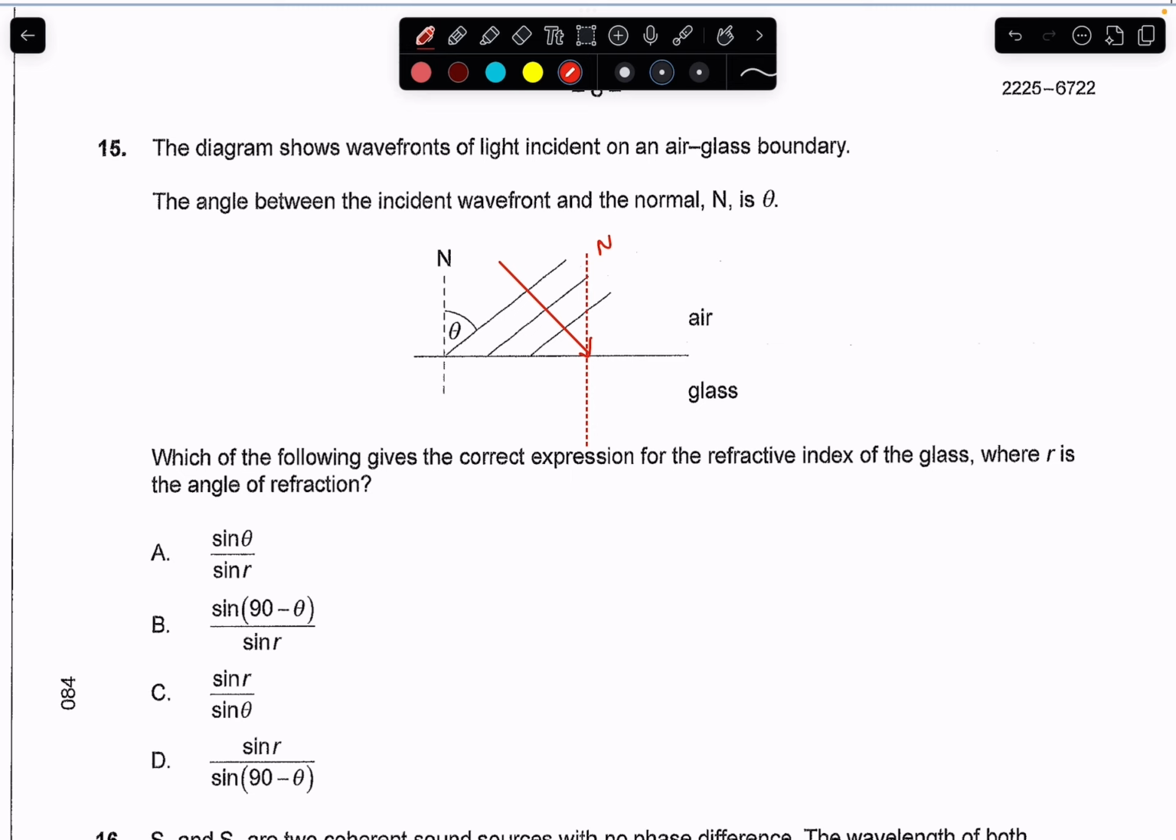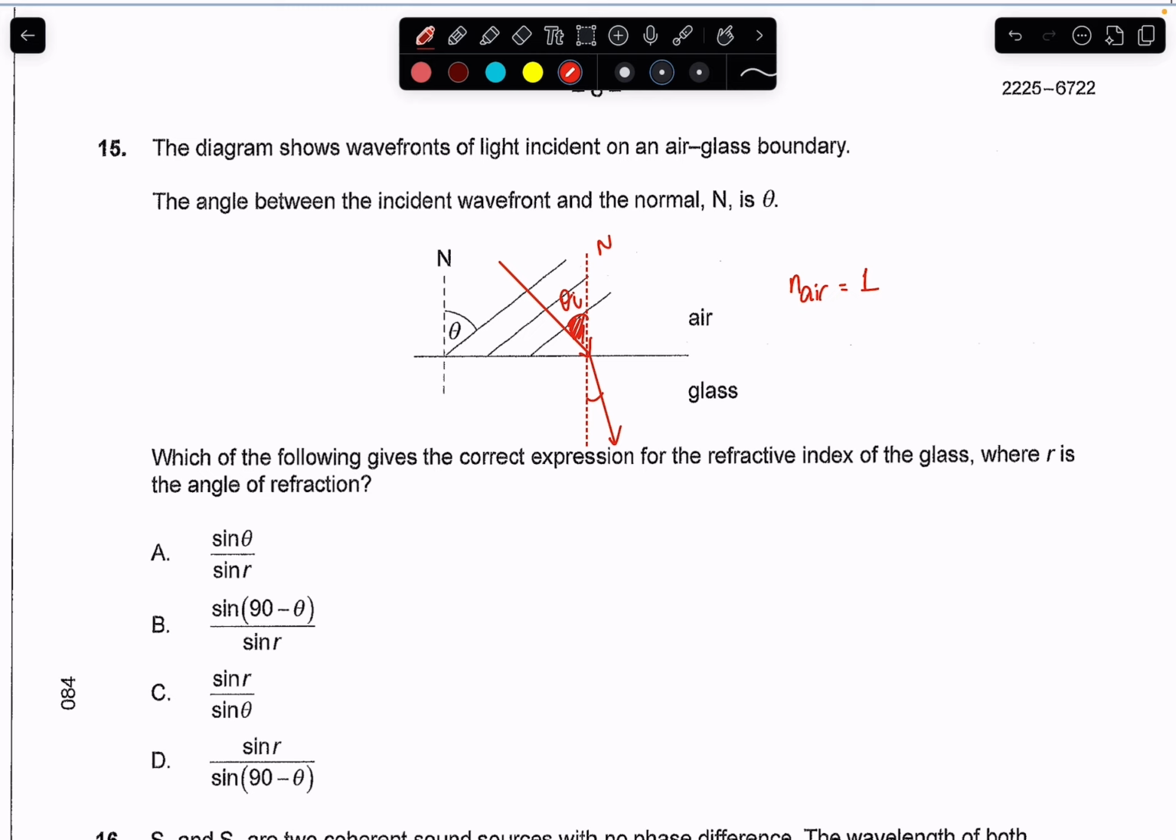The next knowledge that an IB physics student should have is that glass is denser than air. If the question doesn't give us anything, the refractive index of air is probably going to be 1, and glass is denser than air. So when the light ray travels from the air medium into the glass medium, it's going to be slower as it's traveling into a denser medium. So this is going to be our angle of incidence, and then our angle of refraction is going to be here. The angle between the incident wavefront and the normal n is theta.